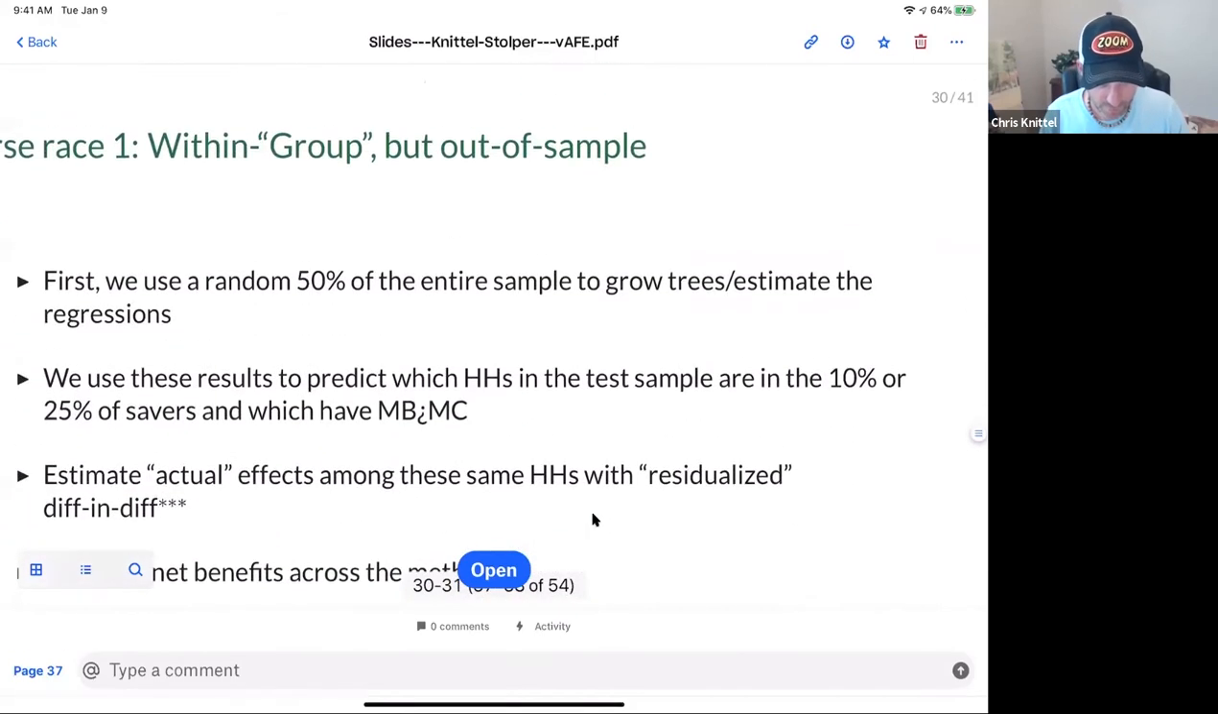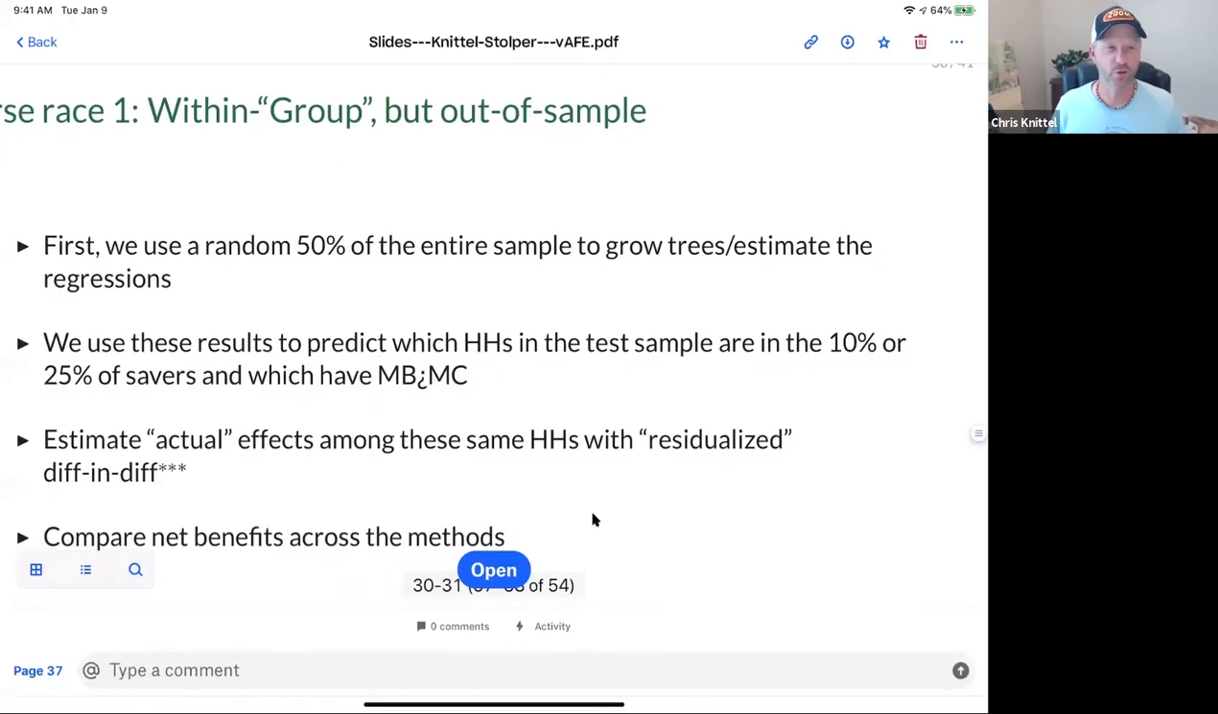above and below. Okay, so the first horse race is we're going to use the same types of households in both growing the forest and running the regressions, then comparing the out of sample forecast. So here we're going to take all 15 waves, randomly select half of the sample, grow the forest and run the regressions, and then forecast for the cross-validation sample. And I'm going to show you net benefits of sending these reports to these different households.